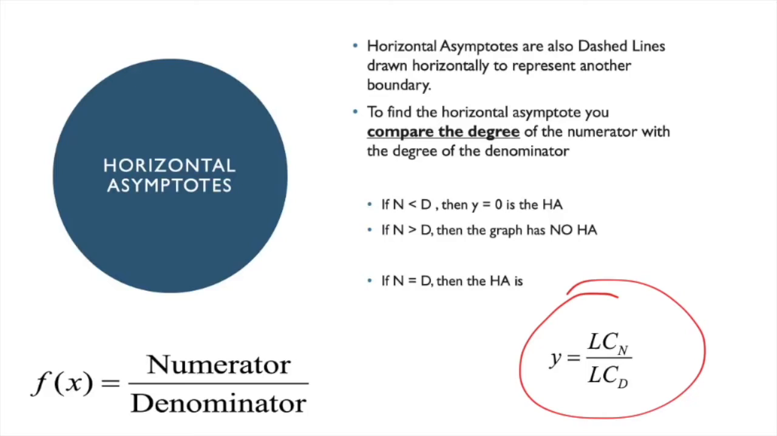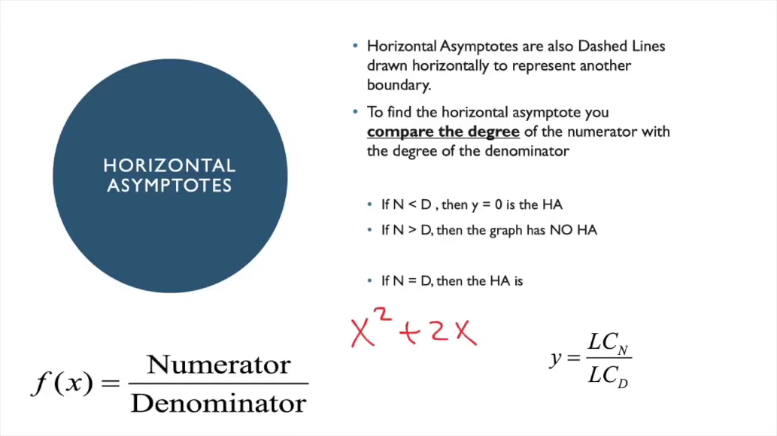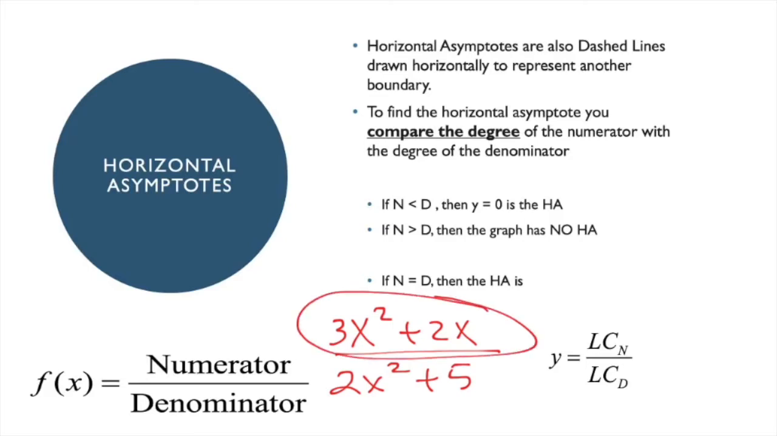This means the leading coefficient of the numerator, and this means leading coefficient of the denominator. Let me do one, okay? So if I had x squared plus 2x over, let's do a 3, and then I had 2x squared plus 5. What's the degree of the numerator on this one? 2. Yes. What's the degree of the denominator? 2. So I want you to notice that it falls under this category.